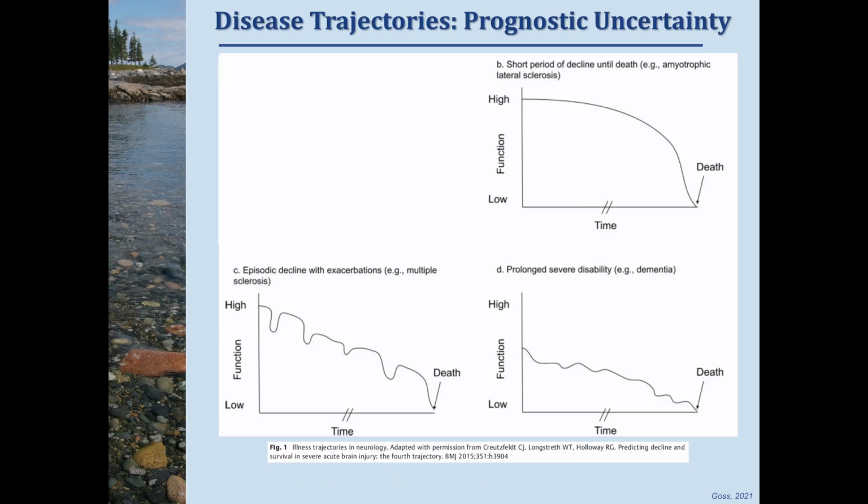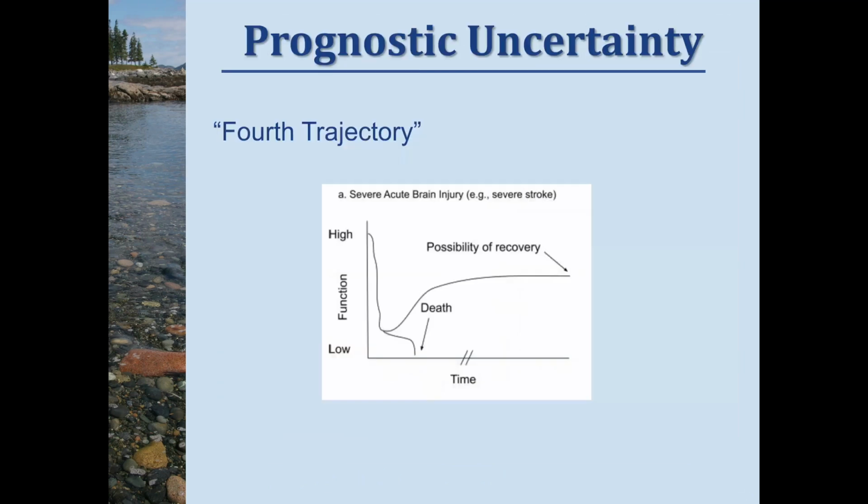You guys have seen these trajectories before, so I really have this slide in here just to put into perspective how that may look from a neurologic standpoint. But I really wanted to highlight a different trajectory that Dr. Holloway out of Rochester actually named several years ago, and he's calling this the 4th trajectory. It really describes that prognostic uncertainty that we see in acute neurologic situations. In that inpatient setting, you're seeing patients who are high functioning and then suddenly something happens. That stroke happens, that function drops very quickly within minutes to hours.